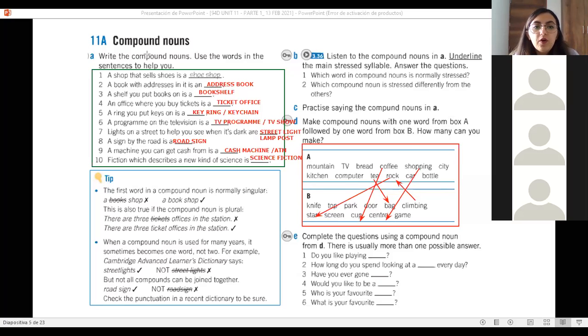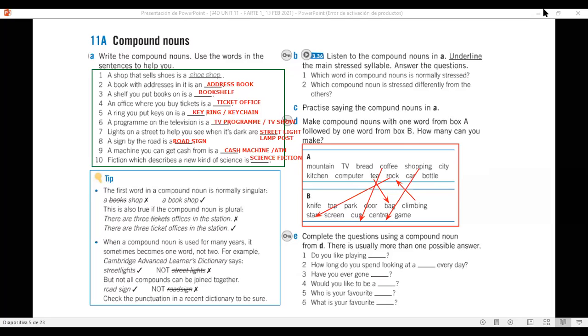What else can we form? Computer game. Exactly, a computer game. That's a good one, right? We have a computer game. Let me just match. Very good. What else do we have? We have a TV screen right here.